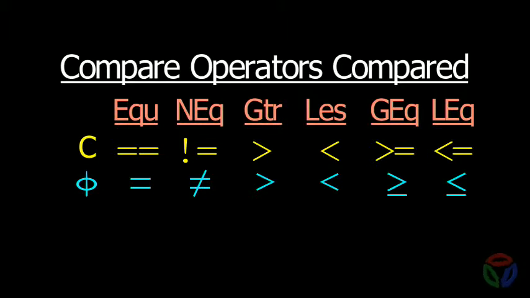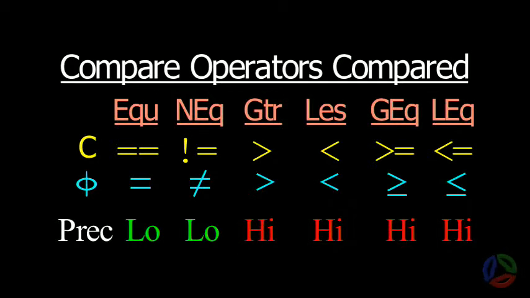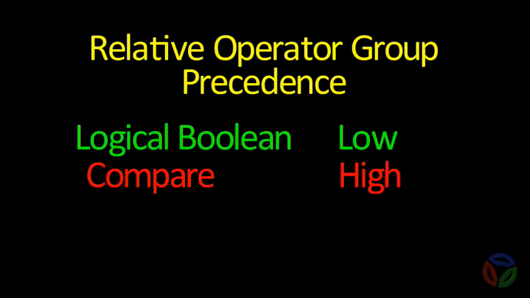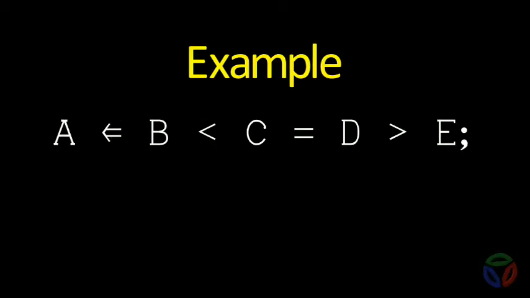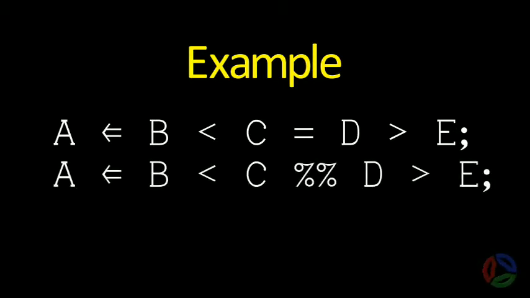In both languages, the operator precedence for equal and not equal is lower than for the other 4. Also, the precedence for the compare operators as a group is higher than for the logical Boolean operators as a group. Now you might ask, why do we need different precedence for the equals and not equals operators, and why would their precedence be lower than for the others? This example should demonstrate why this is. It should not be too hard to see that the expression assigned to A will yield the opposite result if we replace the test for equal with the logical XOR.